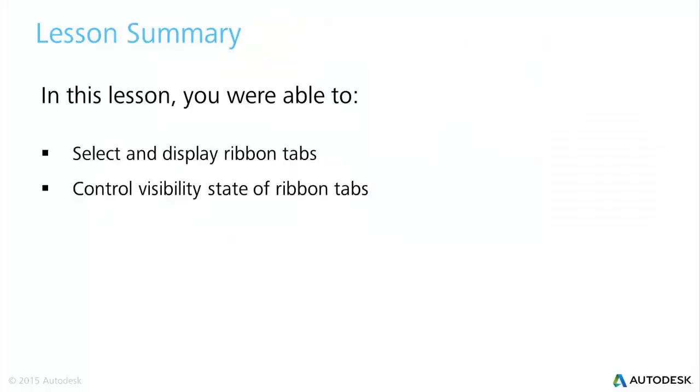In review of this exercise, we learned to activate specific tool tabs within the Revit interface so that we could access the tools that we need for a particular task or function. And then we also looked at controlling the visibility state of the ribbon tab so that we can set the preferences that we would like to work with to model and view inside Revit.